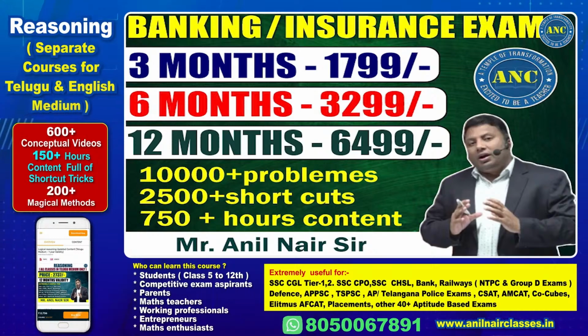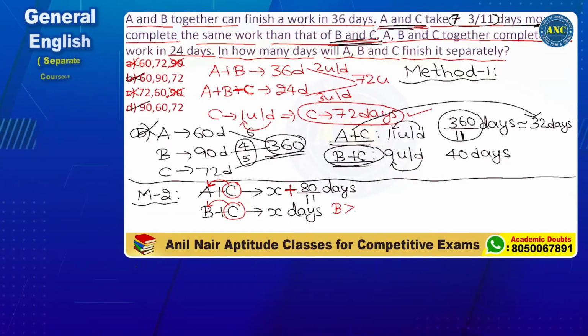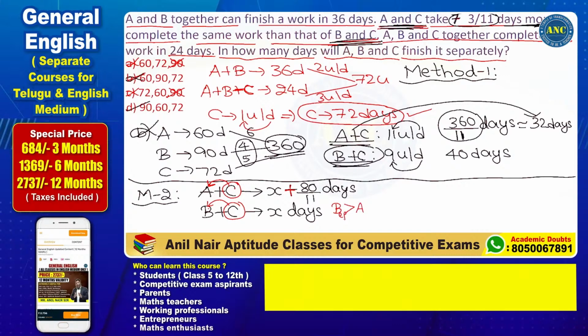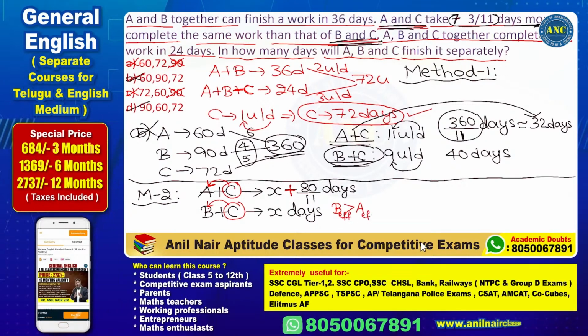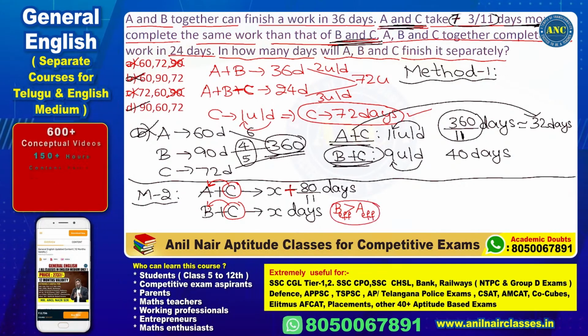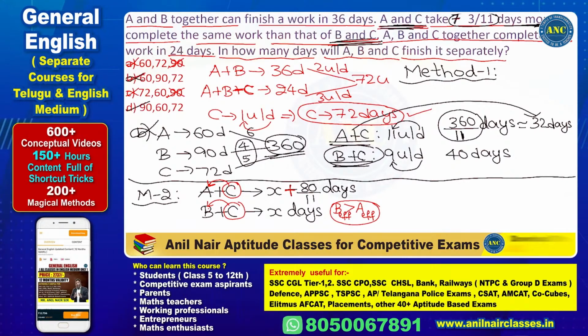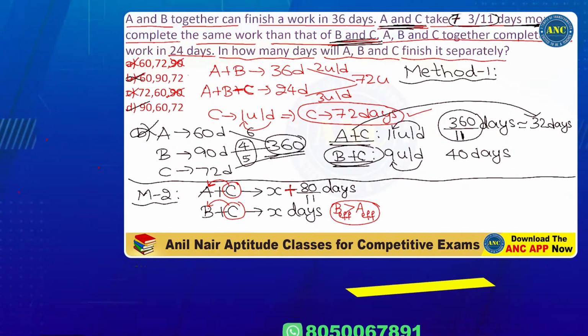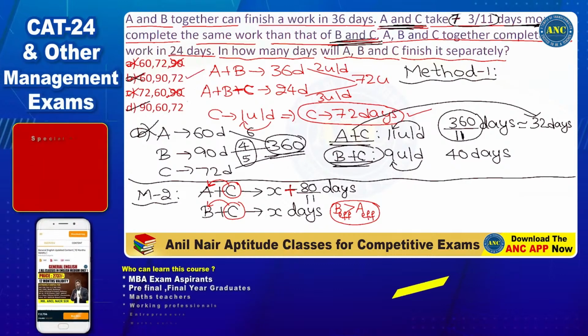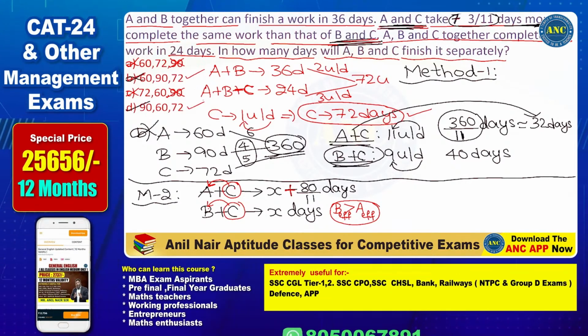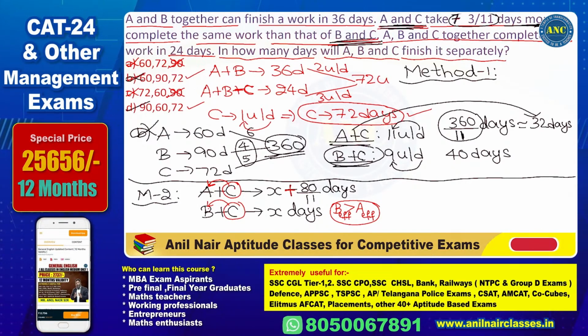That means efficiency of B is greater than A. What is the meaning of efficiency of B is greater than A? Now observe carefully, there are only two options left. Either the second option or the fourth option should be the right answer. So how are the first and third eliminated?